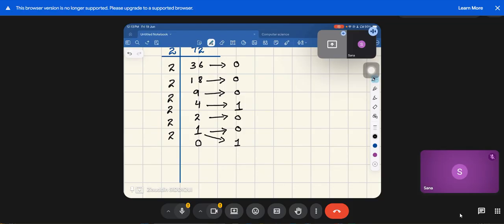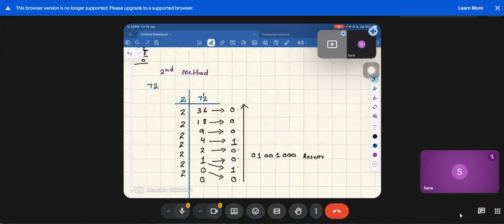Because we have to represent binary using at least 8 bits, if you can see over here, we have 1, 2, 3, 4, 5, 6, 7 bits. So in order to make 8 bits, we do 0 divided by 2, and the remainder will be 0. Now it is going to be 8 bits. We start from the bottom and go up to the top. From bottom to top, we write the answer: 0, 1, 0, 0, 1, 0, 0, 0. This is your answer.